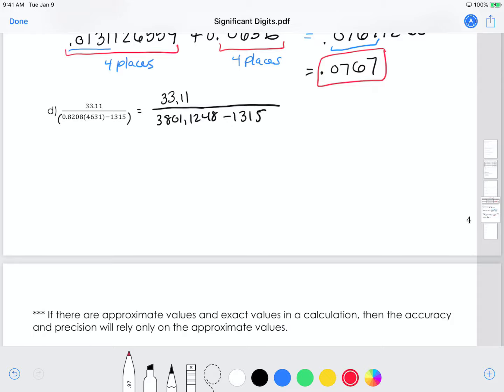Now, what I did here to get the 3801 number was multiplication. And with multiplication, you want to focus on the accuracy, which means you want to keep track of your significant digits. So, in both the 0.8208 number and the 4631 number, I have 4 significant digits. I'm going to leave it there, but I'm not going to round it till the end. If I have 4 significant digits, then that means I would round it to 3801 at this point. But I wait until the end. Okay, the next thing is I would subtract.